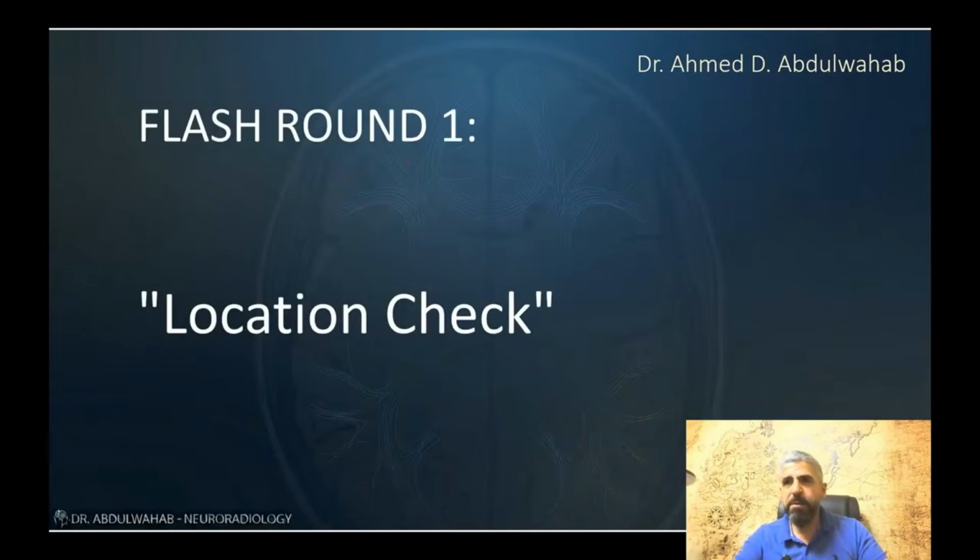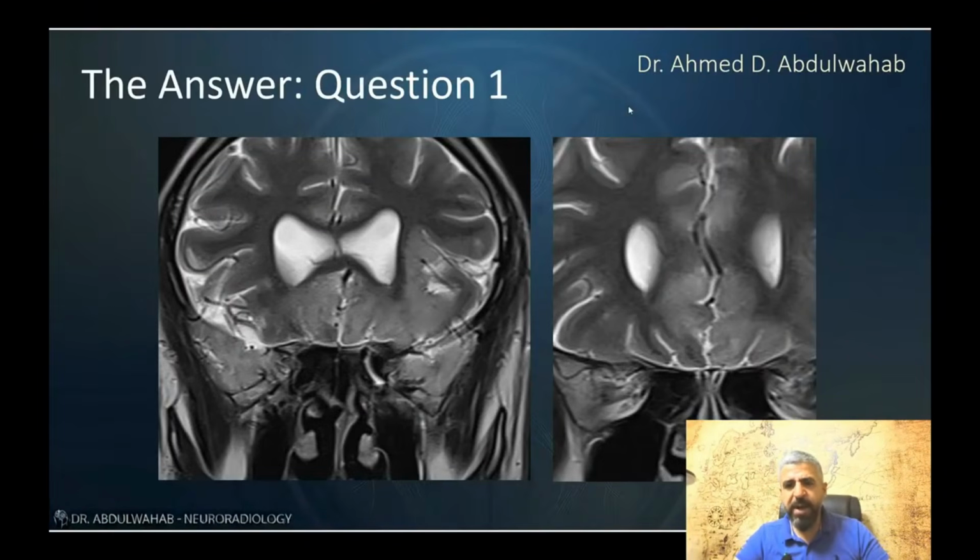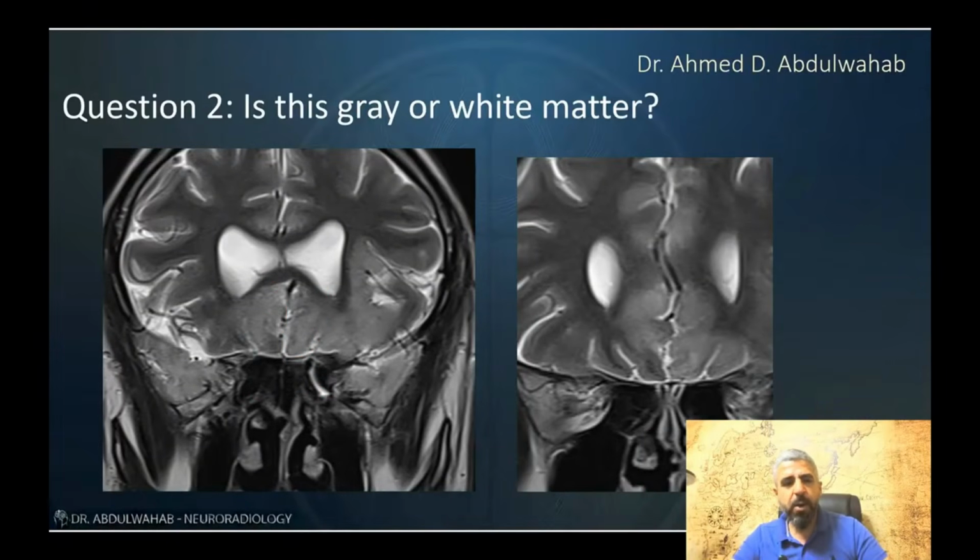Flash round number 2. It's called location check. Question 1. What structure is infected? Hint, this is the second favorite neighborhood of herpes simplex encephalitis. Answer to question number 1 is the frontal lobe, specifically the inferior part of the frontal lobe, and the herpes simplex here can travel via the olfactory tract. And always check the inferior frontal lobe for infection. Question 2, is this gray or white matter infection?